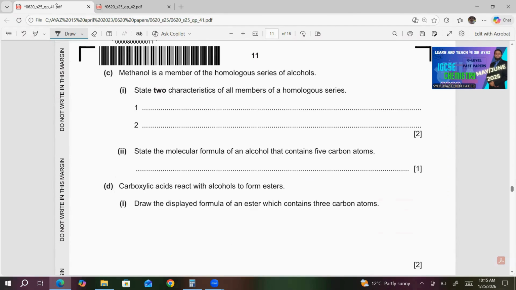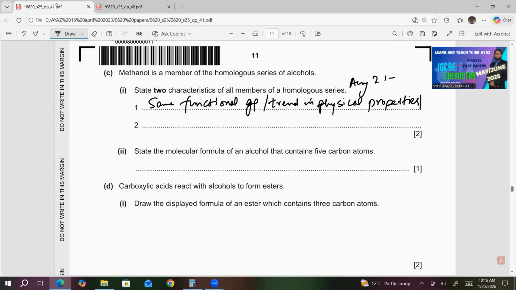Part C. Methanol is a member of the homologous series of alcohols. One, state two characteristics of all members of a homologous series. You can write any two of these. They have the same functional group. There's a trend in physical properties. Same chemical properties. Same method of preparation.